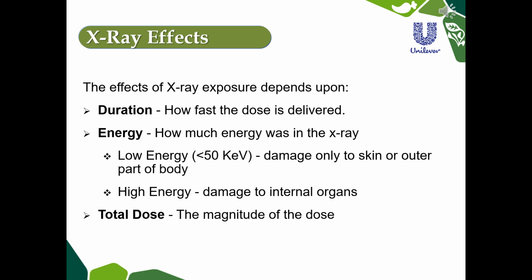All right, the effects of X-ray exposure depend upon three things. The first one is duration, how fast the dose is delivered or how long of a dose you get. The next one is energy, right? How much energy was in the X-ray. Low energy just usually does a little bit of damage to your skin or the outer part of your body, and a high energy dose can damage your internal organs. And then the third thing it depends on is the total dose, the magnitude of the dose, how long it was there. The duration and the energy combined give you the magnitude of the dose.